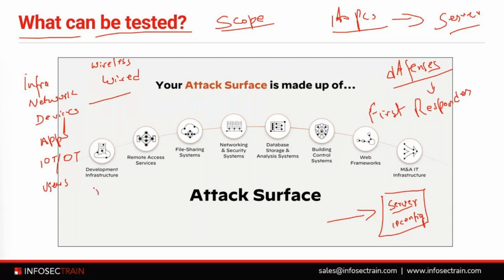Perfect. So in this image you can see it shows attack surface, right? So it says your attack surface is made up of, and all these things are written, many things, right? First, you have to understand what is an attack surface. Then we'll move to what things are there in the attack surface, right? When we talk about attack surface, it means all the points where attacker can try to attack.